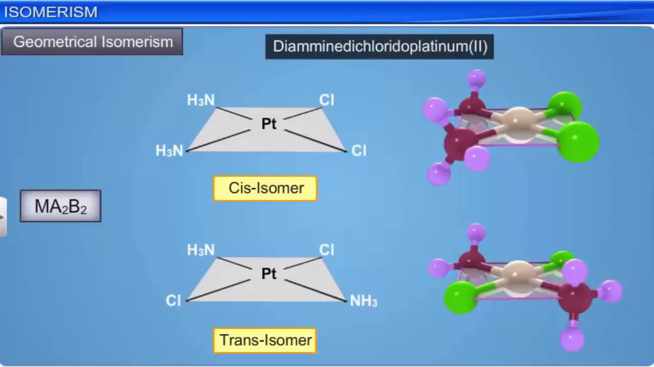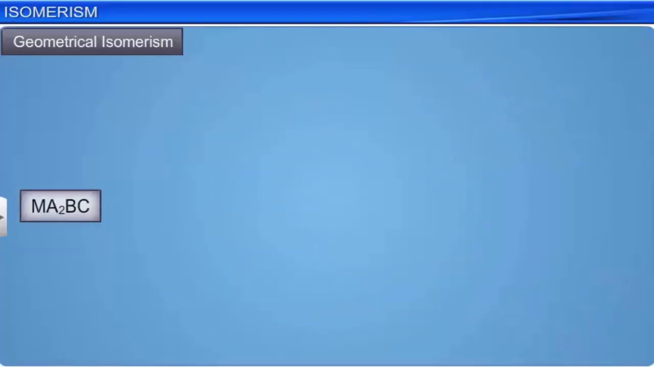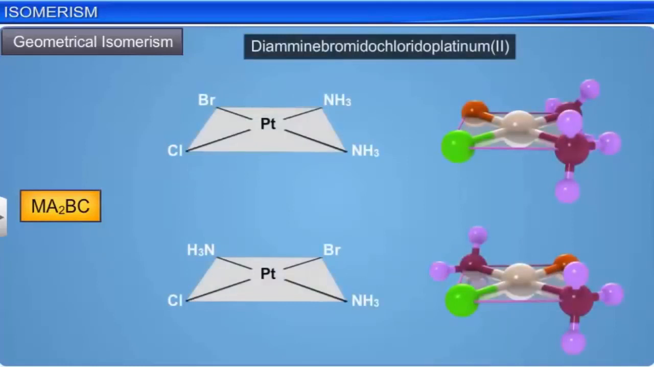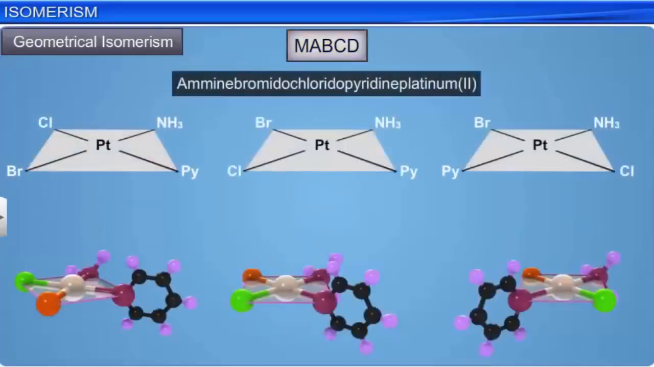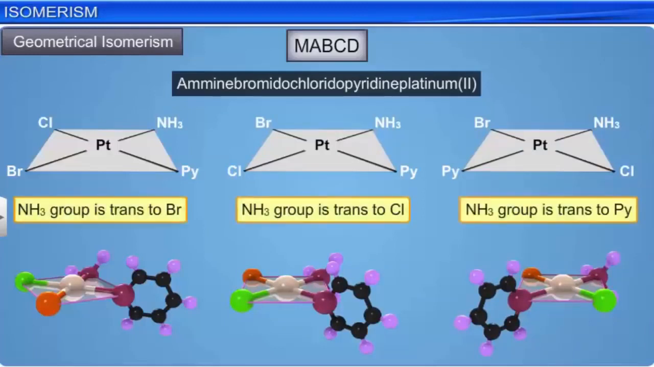The second complex is of the type Ma2bc. Diamine bromidochloridoplatinum(II) is an example of this type of complex. Another type of square planar complex is the Mabcd type. Platinum(II) forms a number of complexes of this type. Such complexes exist in 3 isomeric forms. For example, amine bromidochloridopyridine platinum(II). The 3 isomers of this complex can be seen here.